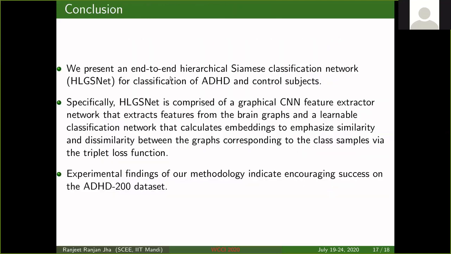Now come to the conclusion. We present an end-to-end hierarchical Siamese classification network for classification of ADHD and control subjects. Experimental findings of our methodology indicate encouraging success on the ADHD 200 dataset.